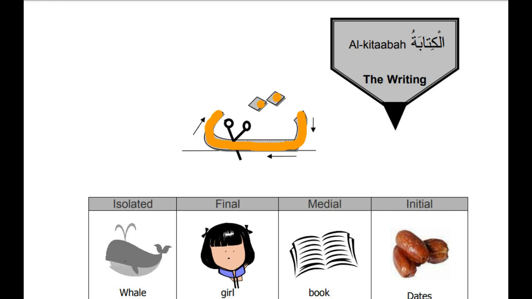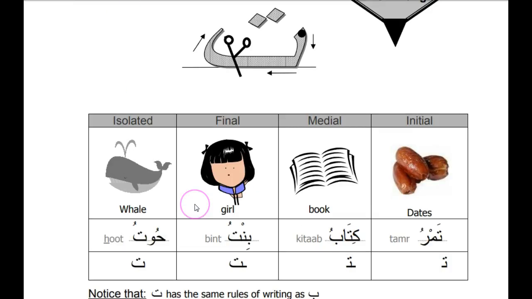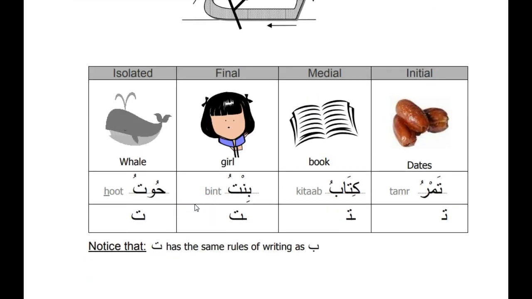So we have here at the beginning the letter. It's written as ba. It has the same rules of writing as ba. When it's at the beginning, we start from the upper side, we just leave it halfway, and then we put the two dots on the extreme right. The example is tamar. Tamar means dates.